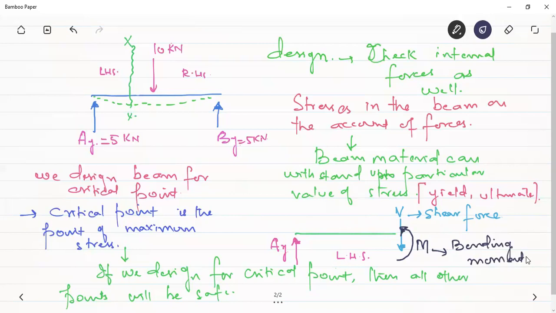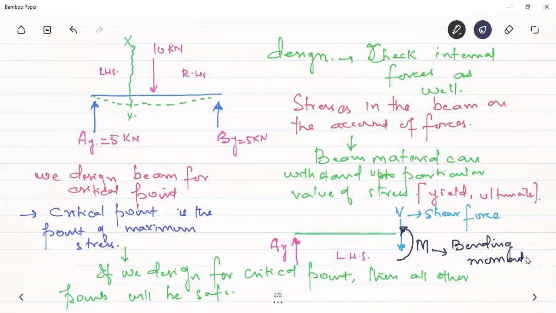This moment is known as bending moment. So usually in the beams, we take only the transverse loads. Therefore, on account of the transverse loads, we will have two types of internal forces in the beam: one is the shear force and the second is the bending moment.